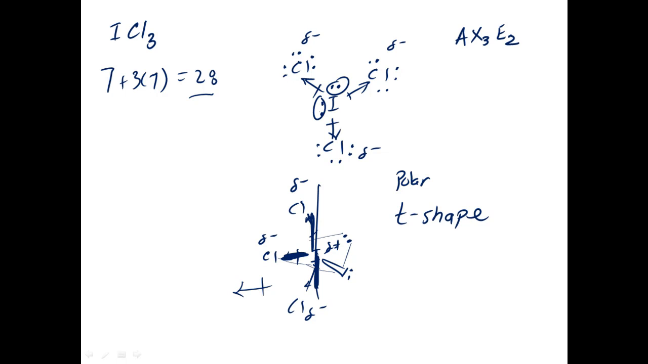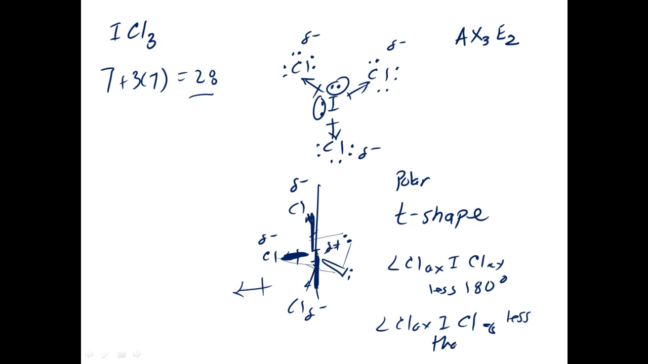The polar T-shape is this. The angle between the chlorine axial, the iodine, and the other chlorine axial is less than 180. And between the chlorine axial, the iodine, and the chlorine equatorial, it's less than 90. And those are the only two angles. The rest of these are the lone pairs, right? Okay, we'll stop here, and we'll continue on in the next lesson.